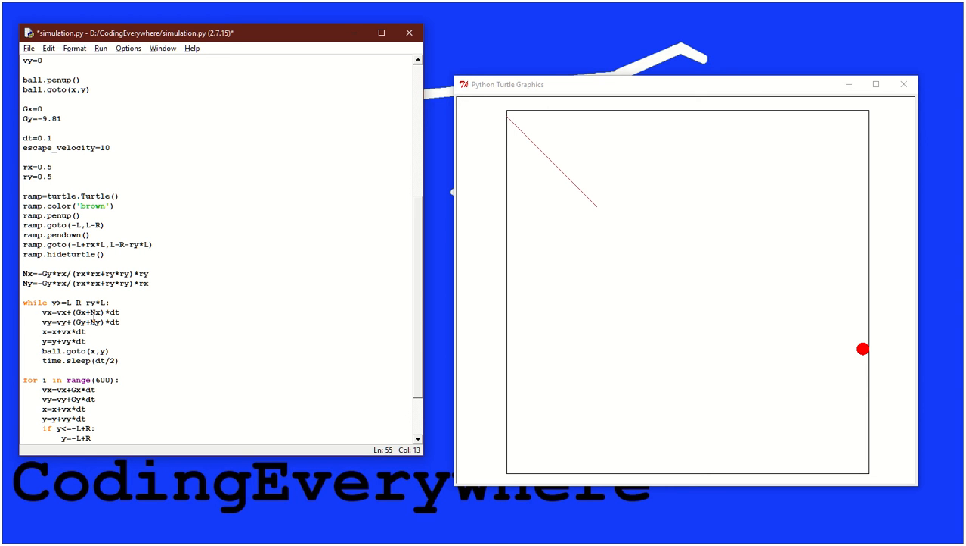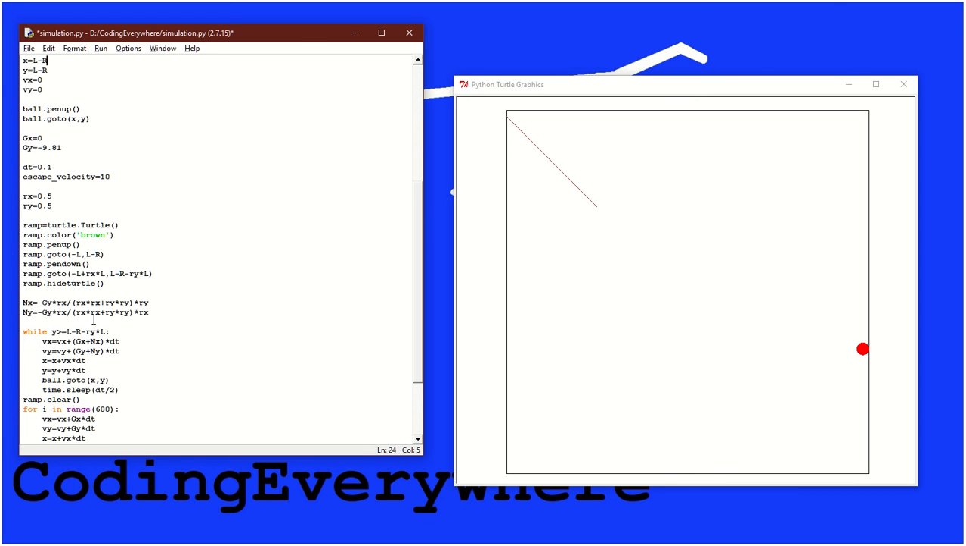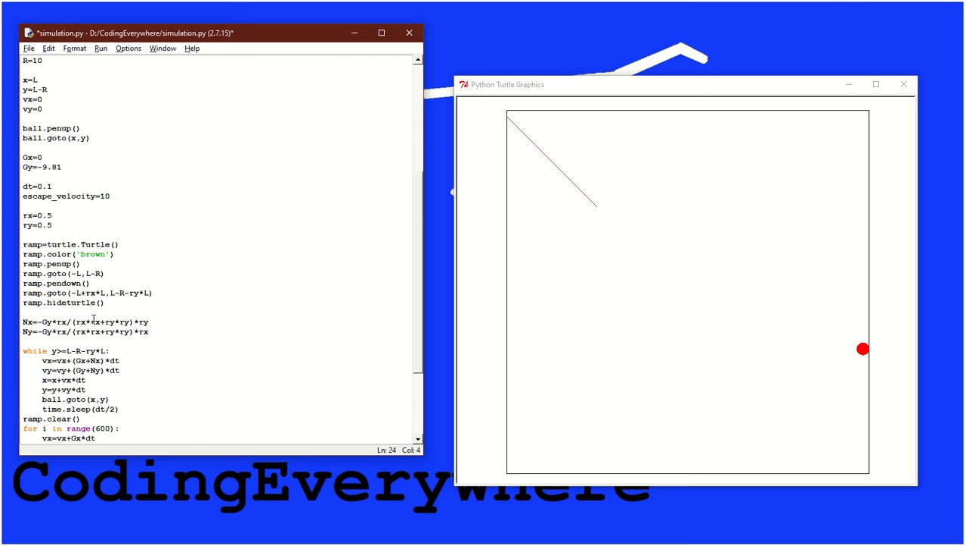Okay, so I will remove the ramp, taking it out of the program. So I will say ramp dot clear. And the only thing, I have to put the ball at the top of the ramp. So x will be negative L plus R. Okay, so let's just run this program.